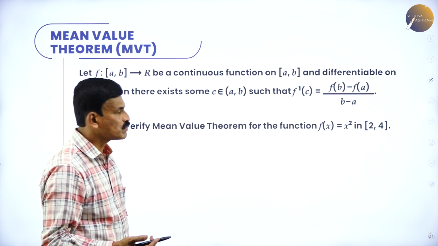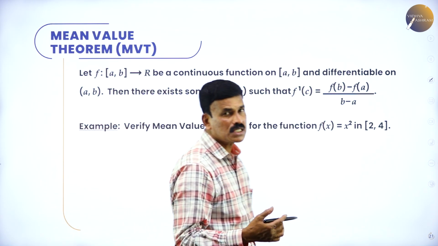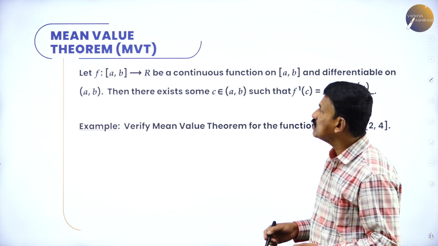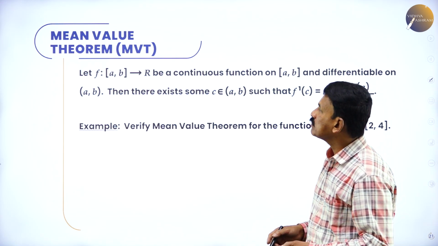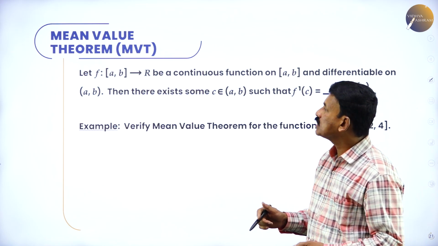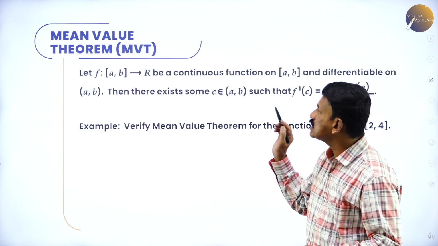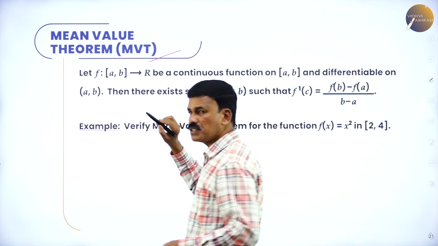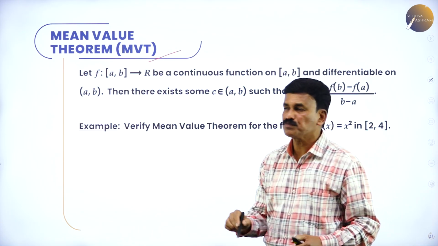Now move on to the next condition. If Rolle's theorem does not exist, then we will go for the next theorem, that is called the Lagrange mean value theorem, LMV, or it is also called the mean value theorem. What is the mean value theorem? The first two conditions are the same.